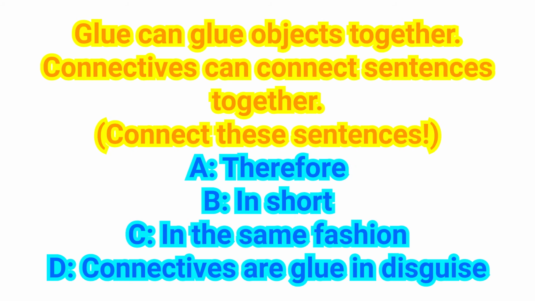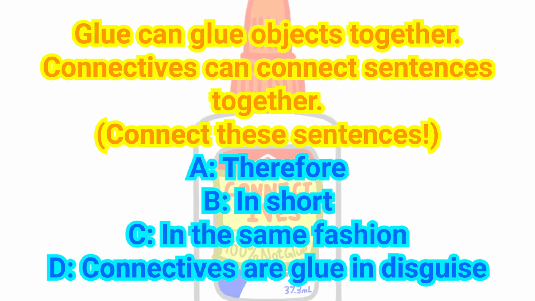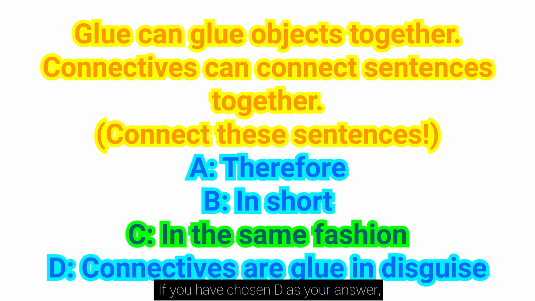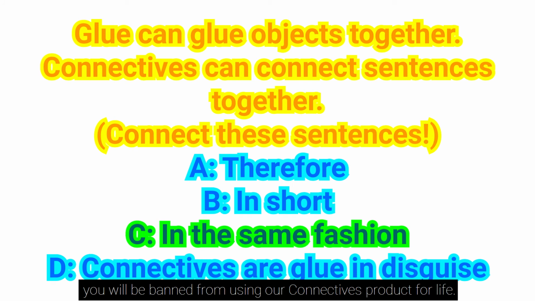Last sentence. Glue can glue objects together. Connectives can connect sentences together. Now choose the correct connective to connect these two sentences. The answer is C, in the same fashion. If you have chosen D as your answer, you will be banned from using our Connectives product for life.